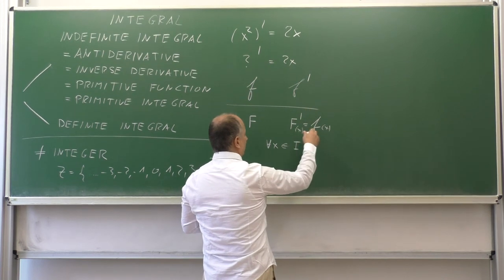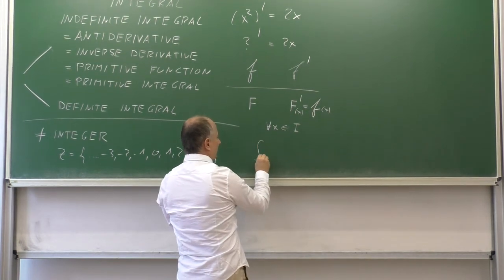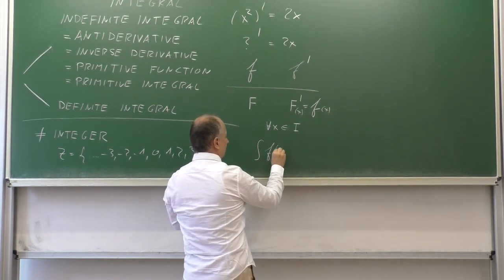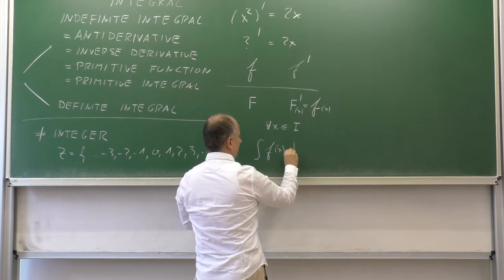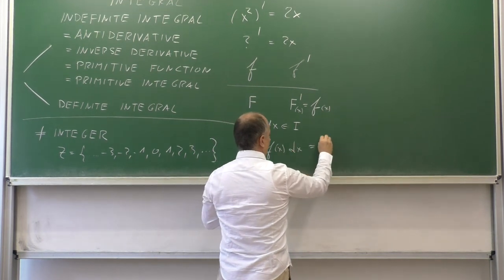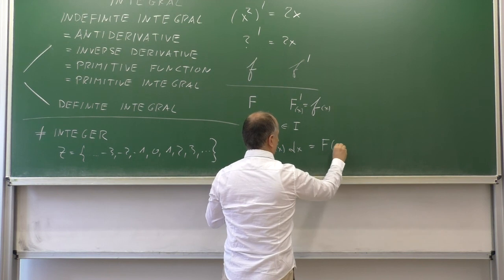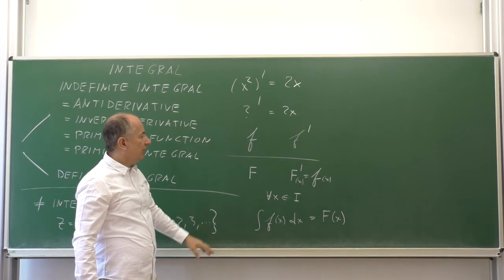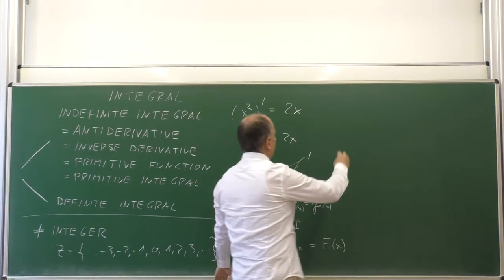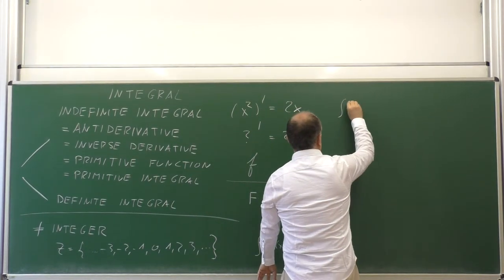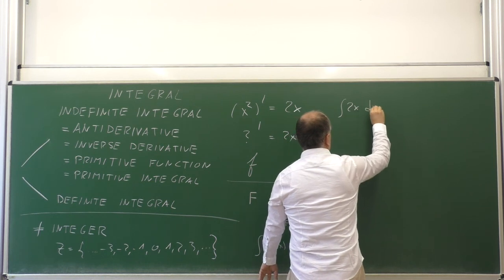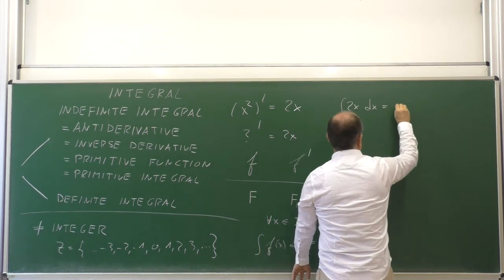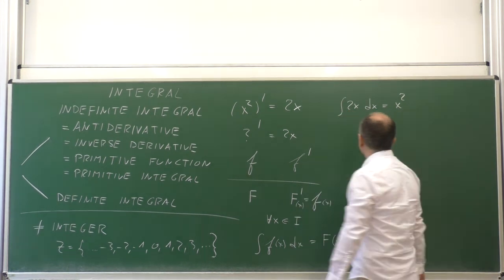And we write this integral of f of x dx is capital F of x. So, using the previous example, we could write that integral of 2x dx is equal to x squared.